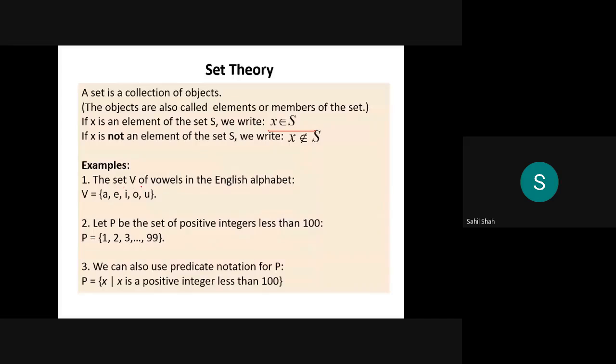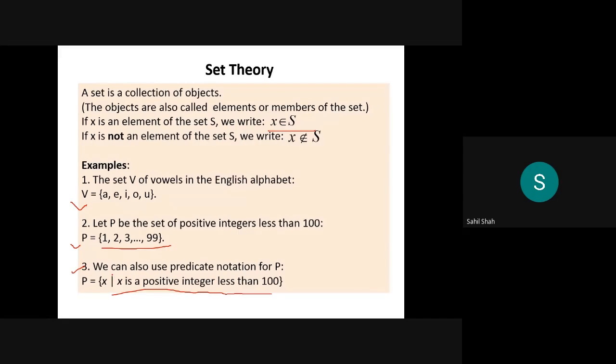Examples: I could have set V of vowels in the English alphabet. Remember that while listing out the elements of a set, you use commas to separate them, and all the elements of a set are present inside curly braces. The start of a curly brace indicates the start of the set, and the end brace closes it. Let P be a set of positive integers less than 100. You are using implicit notation. Implicit means we are using dot dot dot, which we have seen yesterday. And the third type is set builder notation. So this is the listing method or explicit notation, implicit notation, and the third one is set builder notation.